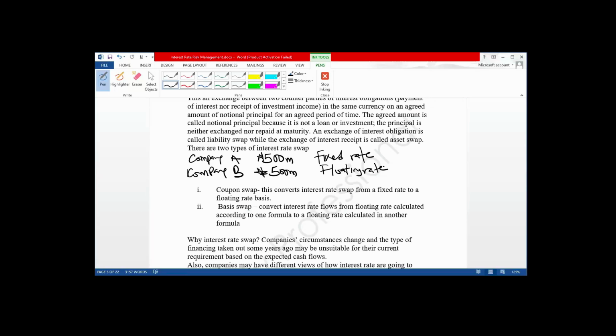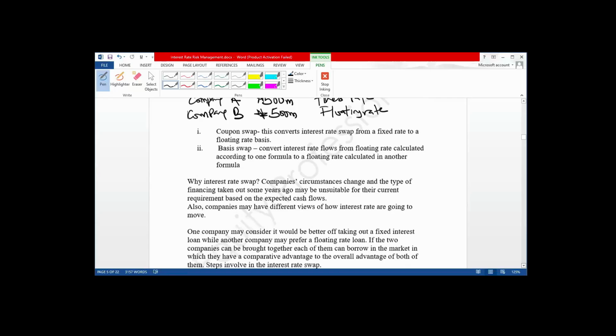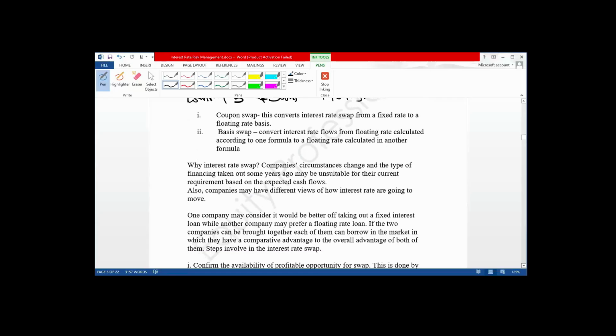Each company will borrow at the rate where it has comparative advantage. This comparative advantage will reduce the overall cost of borrowing for the two companies.